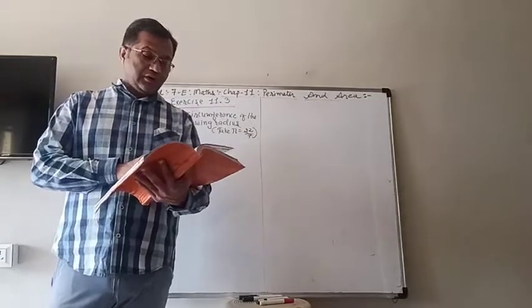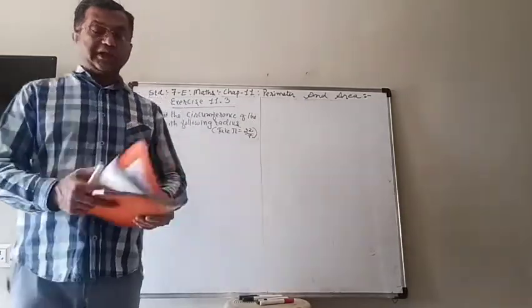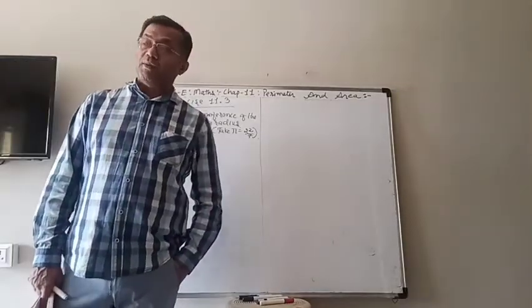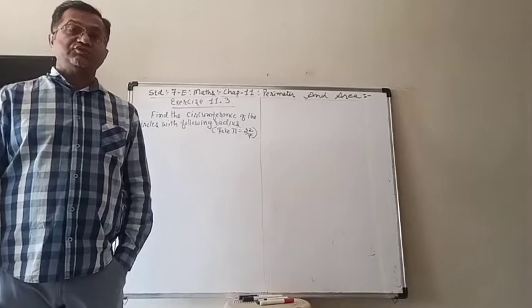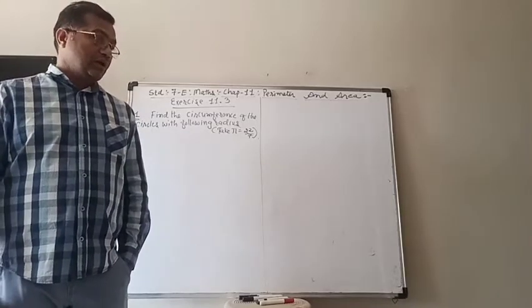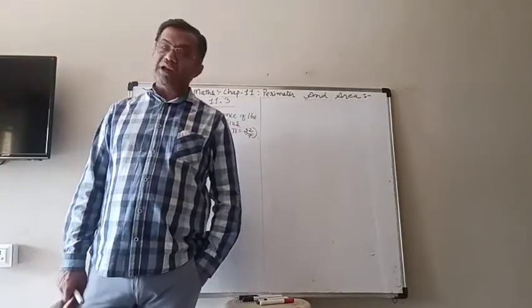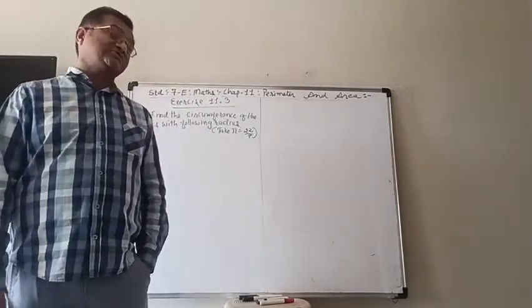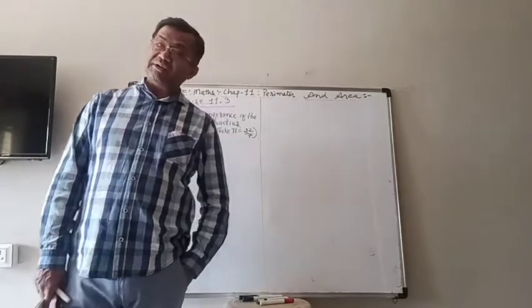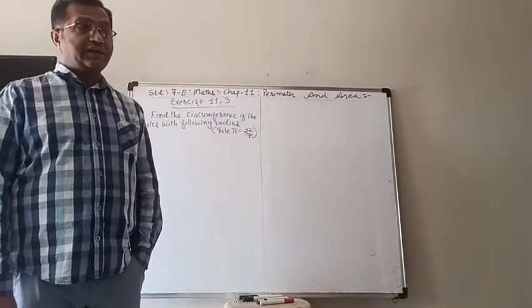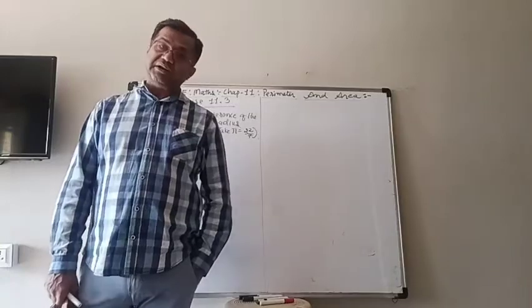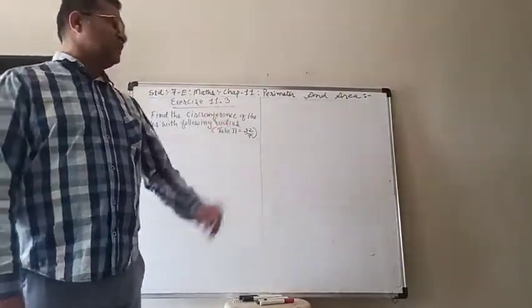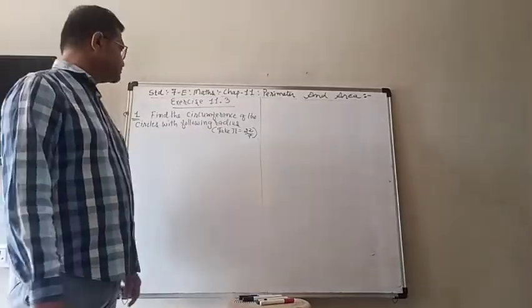Here we learn about the circumference and area of a circle. In the last few sessions, we became familiar with the formulas to find the circumference of a circle, the circumference of a semicircle, the perimeter of a semicircle, and the area of a circle. Now, based on this, we are going to start Exercise 11.3.